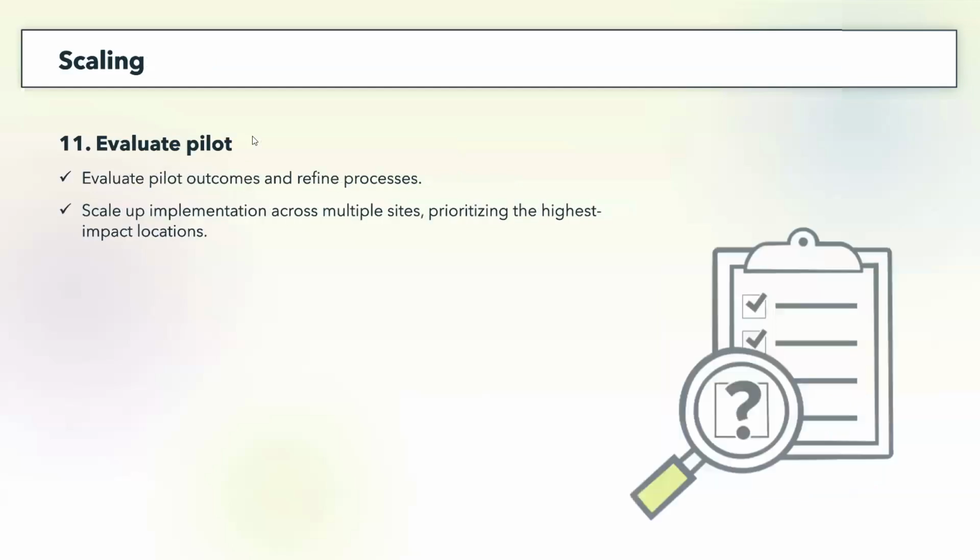All right. Now, maybe you started small because the budget was tight and the timeline was short, but now let's say that it was a success.